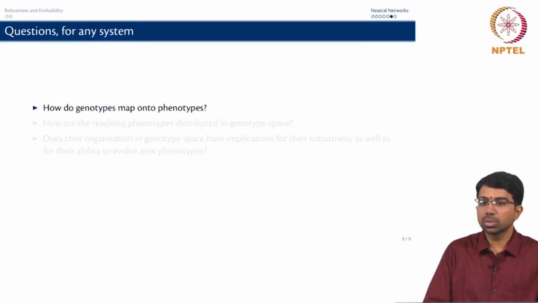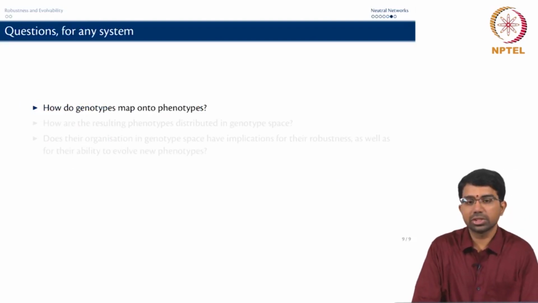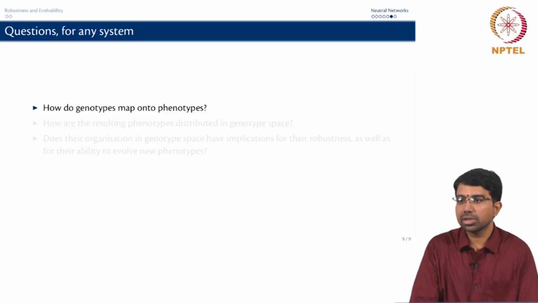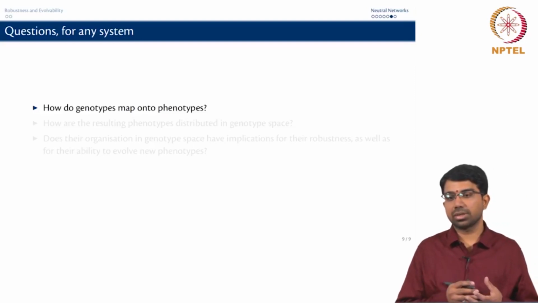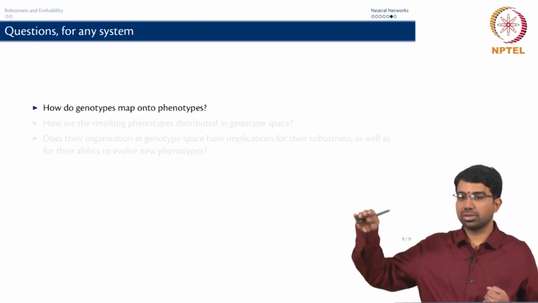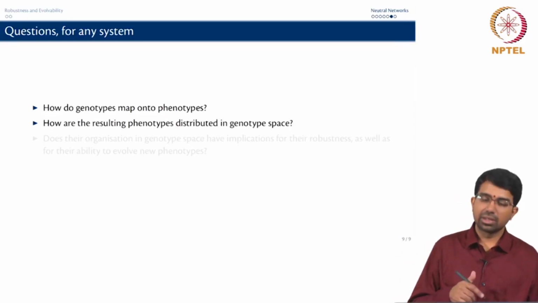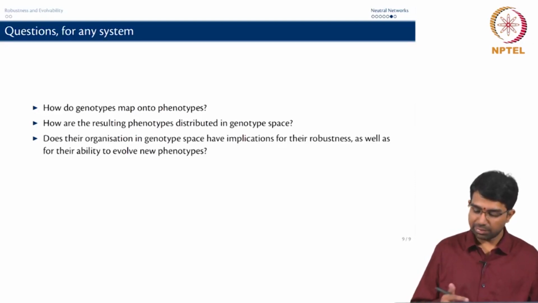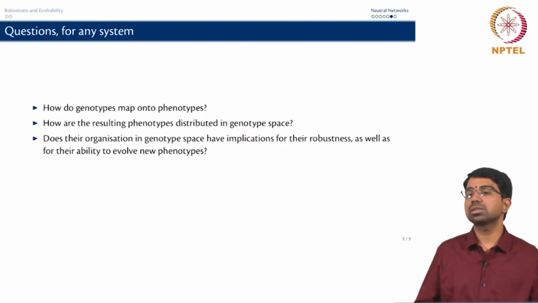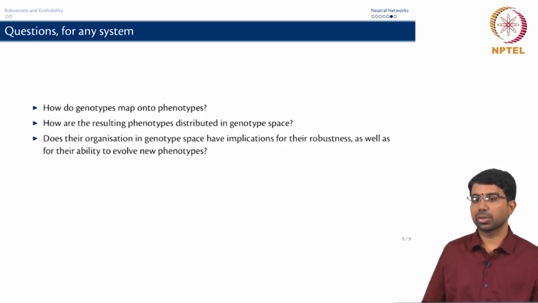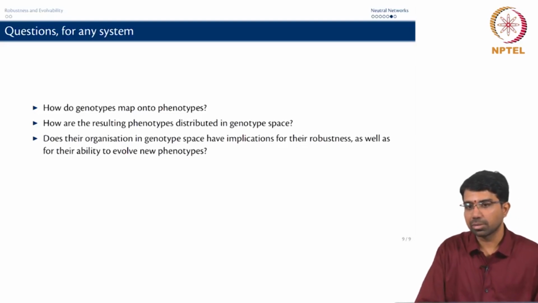So for any system, you have to answer the following questions. What is your genotype phenotype map? What are your genotypes? What are your phenotypes? Classic examples are, I take gene networks as my genotype, and phenotype is the ability to show an oscillation. Does it oscillate or not? Everything that oscillates forms one phenotype. And how are the resulting phenotypes distributed in the genotype space? Does this organization in genotype space have implications for the robustness as well as evolvability? These are the kind of questions one asks of the system. There are many interesting papers that have been published in this space, and I will share some of them with you, you can have a look.